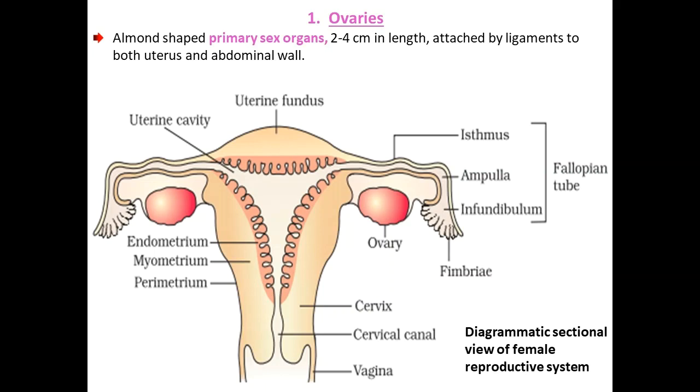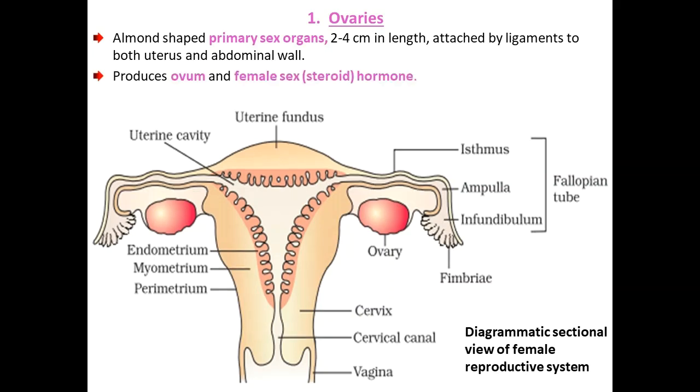The main function of the ovaries, that's why it's called the primary sex organ, is to produce the ovum. What is the main function of the ovary? To produce the gamete. What is the female gamete called? The ovum. Plus, it is the ovaries only which produce the female sex hormones also, that is estrogen and progesterone.